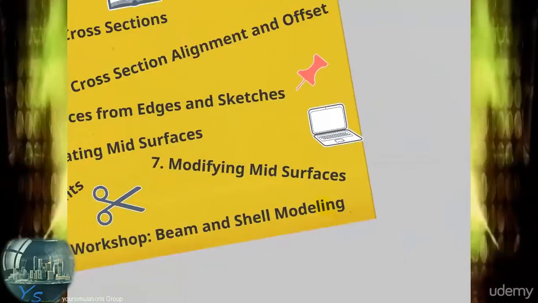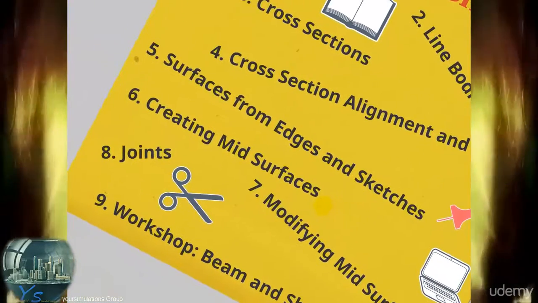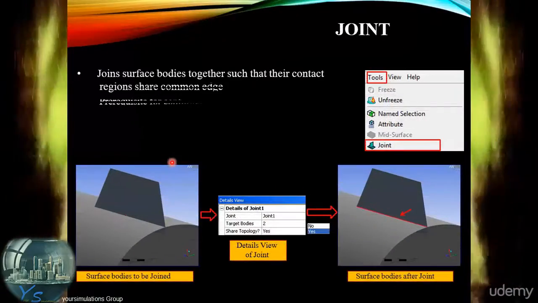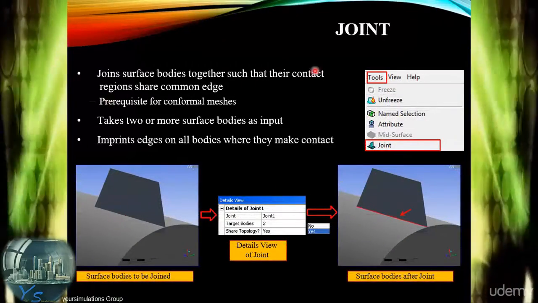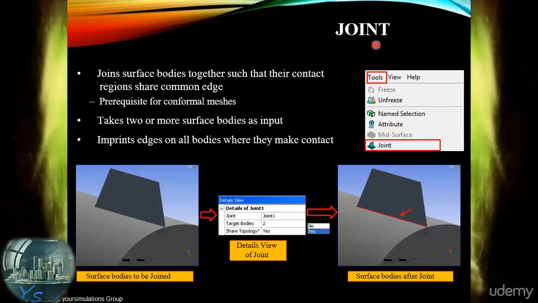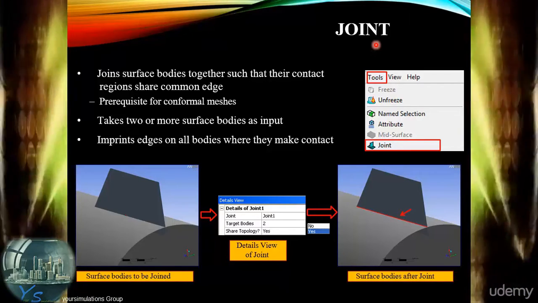The joint tool allows surface bodies to be brought together so that they can then share a common edge. This of course is a prerequisite to allow for conformal meshing, so that the mesh continues directly from one surface body straight onto the next surface body without interruption.